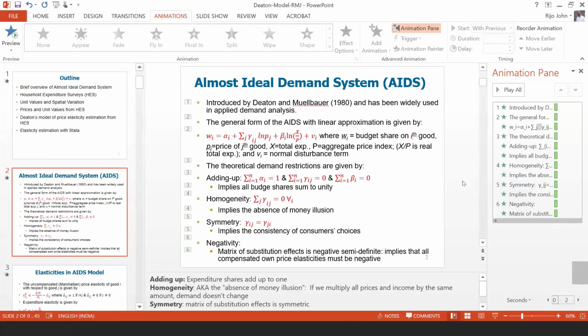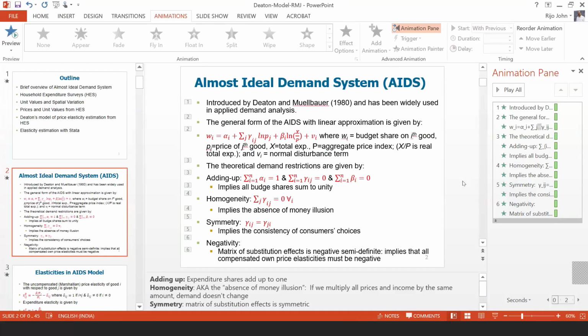The general form of these AIDS with linear approximation is given here. You can see on the slide the general equation for the AIDS model. It starts with the budget share on the left-hand side and is followed by a set of independent variables on the right-hand side, which includes prices, a set of other household characteristics typically, but we're not showing it here. And also we have expenditure, which is deflated with the price aggregate.